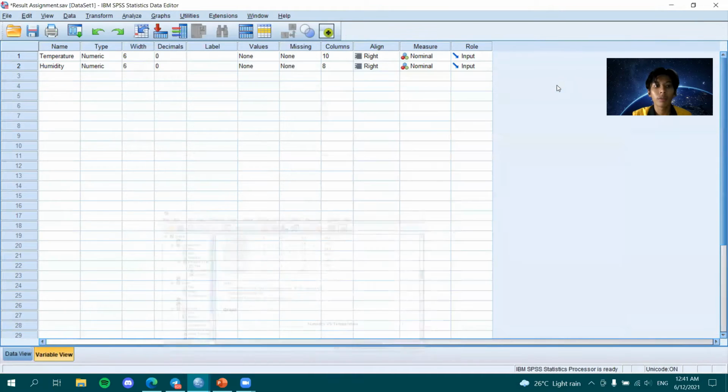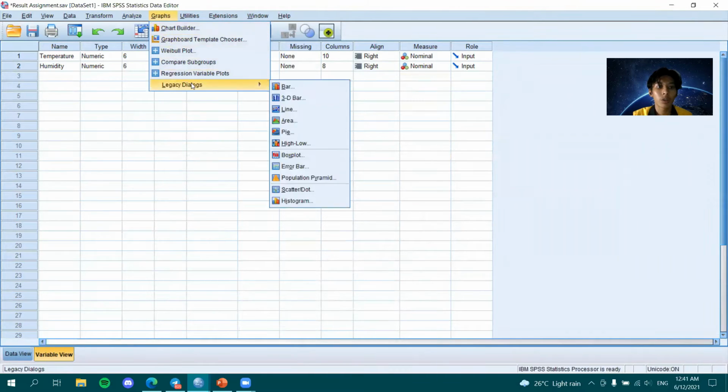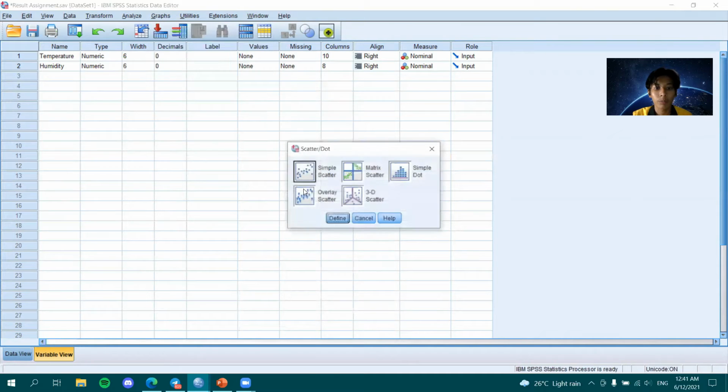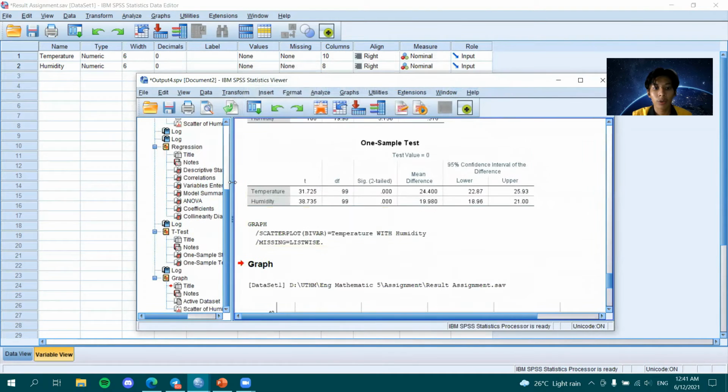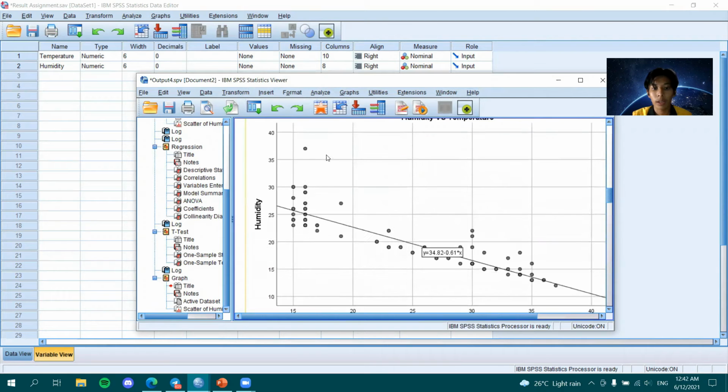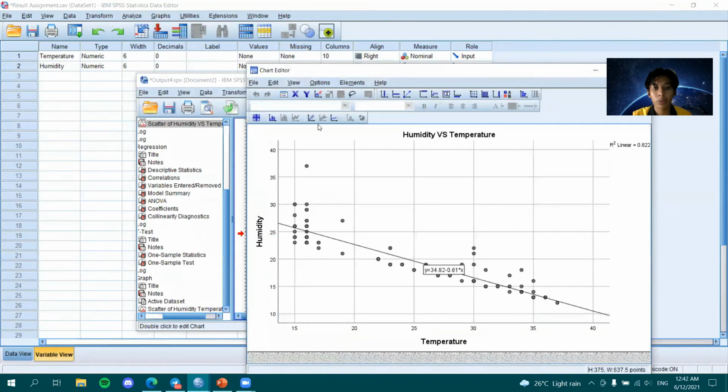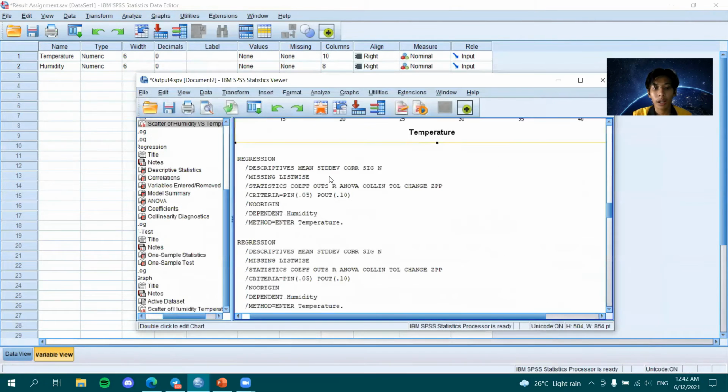And after that, for the graph, we press the graph here and we use legacy dialog and plot a simple scatter. And for the simple scatter, we put humidity into Y and temperature into X axis and use the title. And for the graph, we can see that we get this kind of graph. And after that, to achieve the regression line, we can set from here, which is we set it at fit line at total, and we can get this straight line after we achieve the regression line.